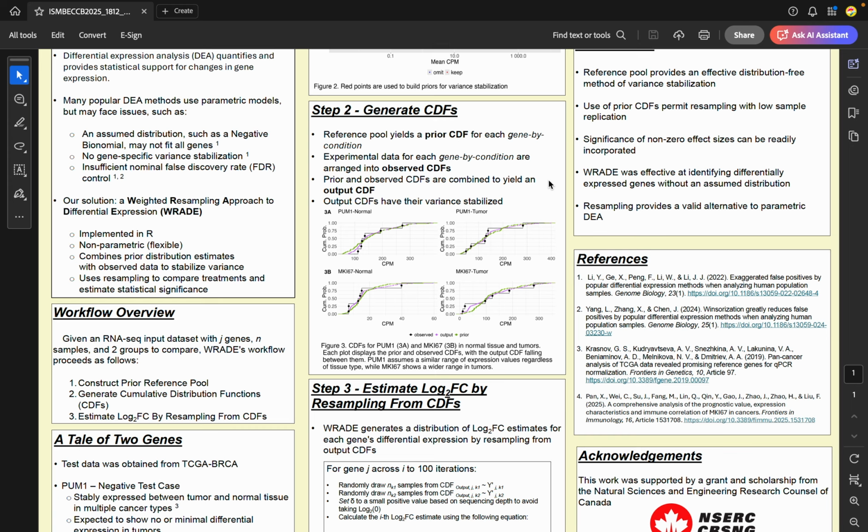The complete set of CDFs for both PUM1 and MKI67 is depicted here in Figure 3. For the former gene, one can observe that the range of expression values is similar across both tissue types. For the latter gene, there's a much broader range in tumors versus normal tissue.